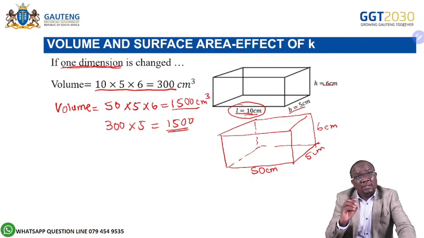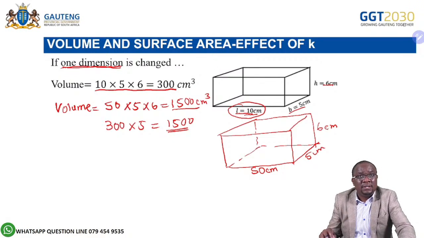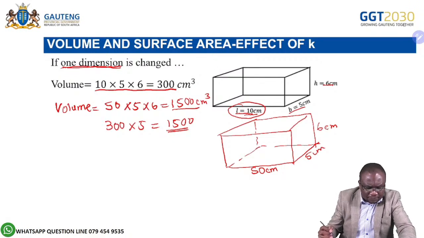I'll give you time to copy when you're summarizing, for those 2 points that I'm going to discuss. Now let's move on to what will happen if we change 2 dimensions. Don't write anything now. I'll give you time to copy when we are summarizing our lesson.